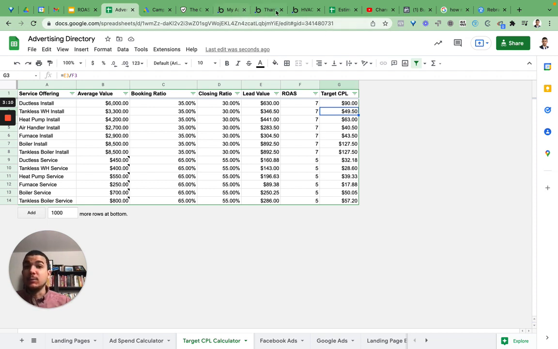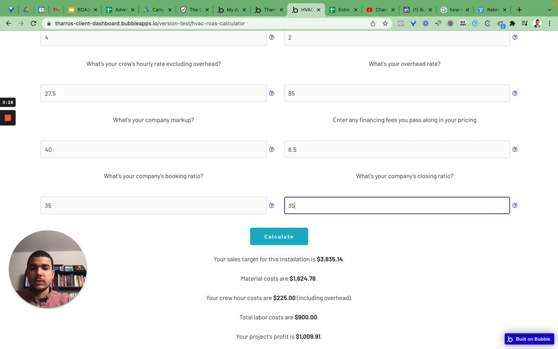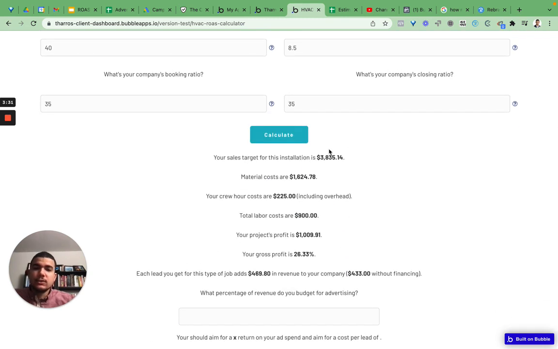It's quick and simple. You can make it complicated like I did. You can do it on a project basis. So I know this project specifically, and then you'll need your overhead number, 4% markup, booking ratio, and closing ratio. That gets you everything: how much you should sell the project for, materials costs, how much your crew costs an hour, total labor costs, project profit, gross profit, all that good stuff. Then we budget 12%, same thing, 8.3, and you can spend $51 to get a lead in for this specific project. So the bigger the project, the more you can spend on leads.